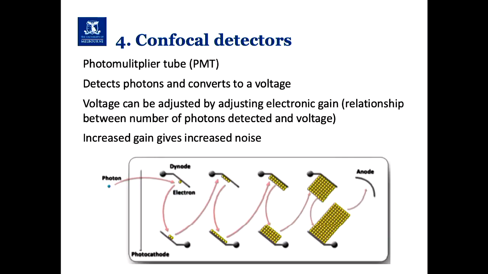Now we can adjust the amplification of the signal here using something called electronic gain. It's a voltage we're applying to these diodes to increase and amplify the signal. One of the downsides is that using this increased gain, this electronic gain, also increases the noise. There's a lot of electronic noise within the detector here, and we'll cover that in a little bit as well.